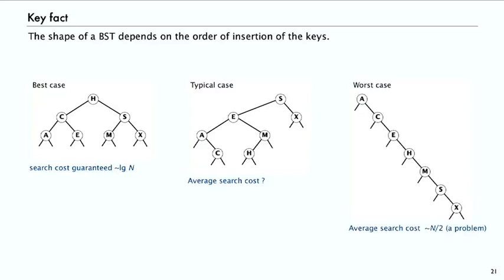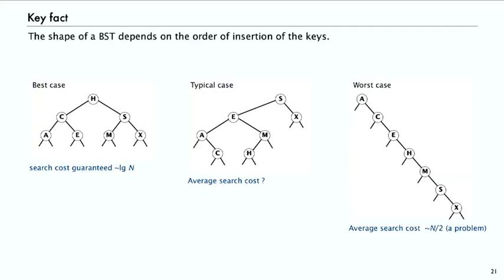And there's also the worst case. Say the keys come in order. If the keys come in order, then it's not very good performance because the average cost of searching for a key in the tree is going to be about n over 2, and that's going to be a performance problem.